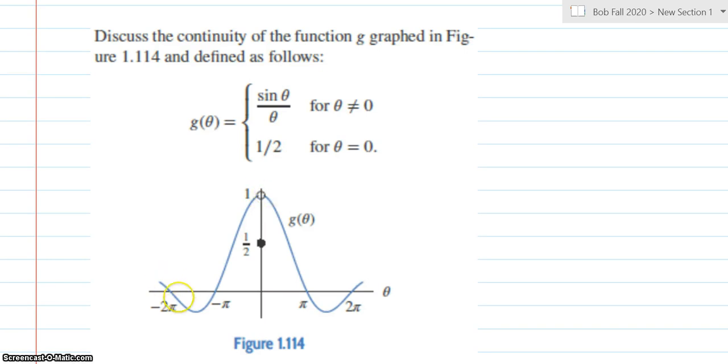Still not continuous, because when I try to draw with my pencil here, I'm going to skip.